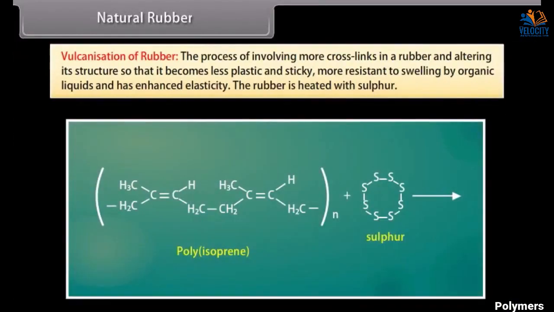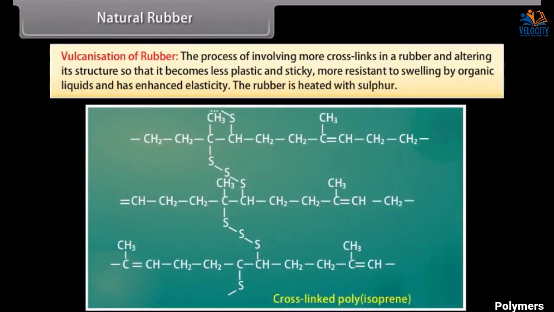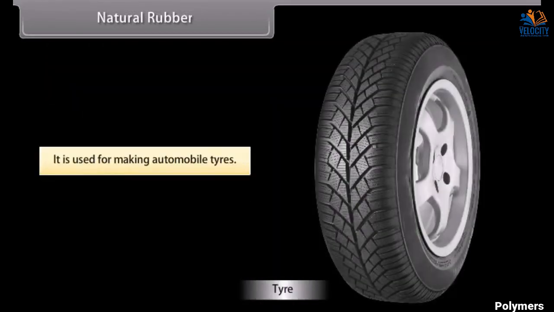Vulcanization of rubber. The process involves introducing more crosslinks in a rubber and altering its structure so that it becomes less plastic and sticky, more resistant to swelling by organic liquids, and has enhanced elasticity. The rubber is heated with sulfur. It is used for making automobile tires.